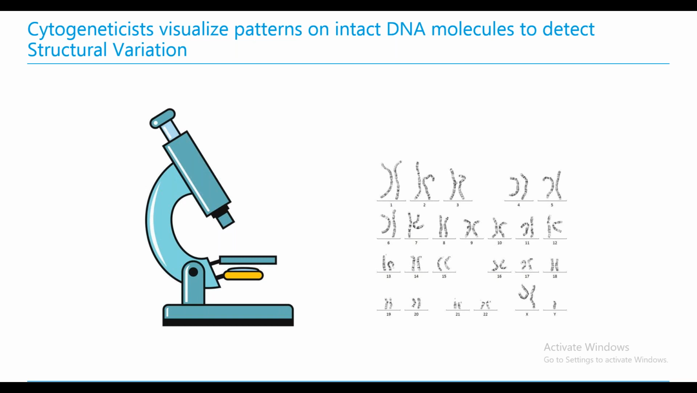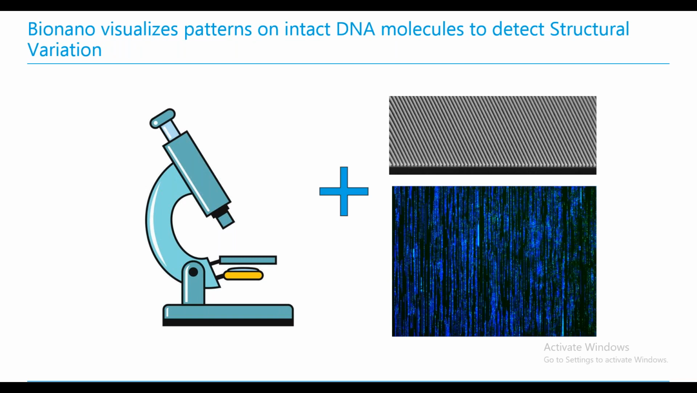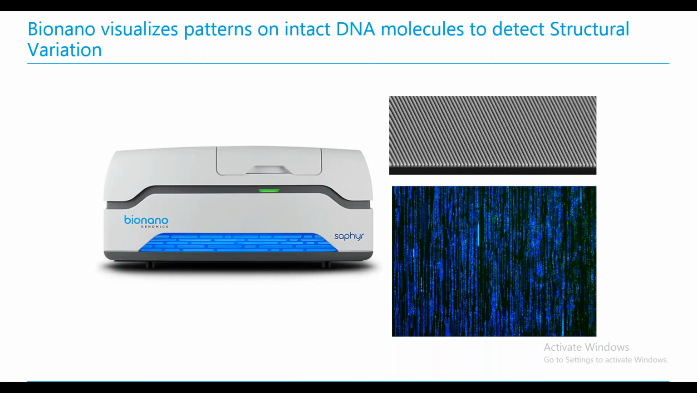And Bionano builds on this idea. We also visualize patterns on intact DNA molecules, but we add these nanochannel arrays to this that allow for the massively parallel imaging of megabase-sized molecules. And we add labels onto these molecules, so you don't just have the couple hundred bands that you see in a karyotype, but you have 500,000 of these bands that we place all throughout the genome. And our microscope is called Sapphire, and it automates the imaging of these molecules.